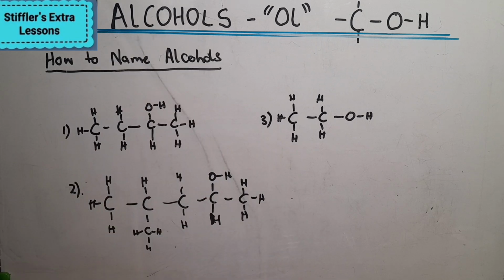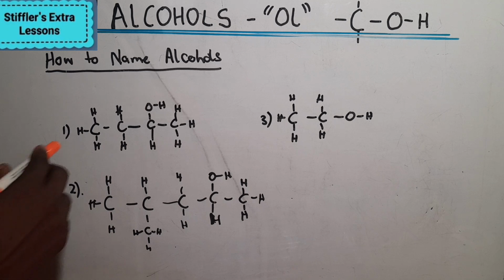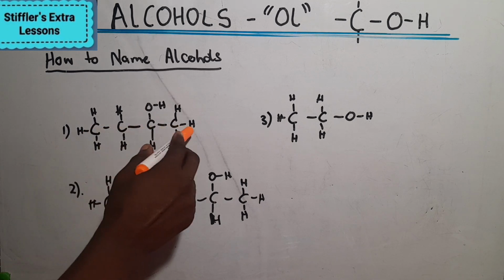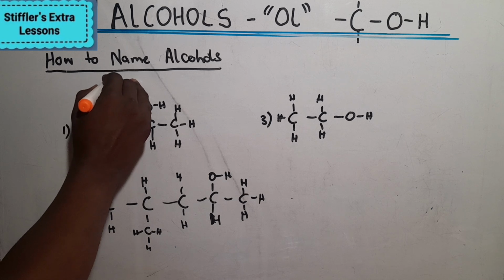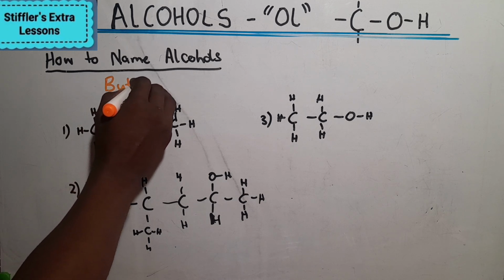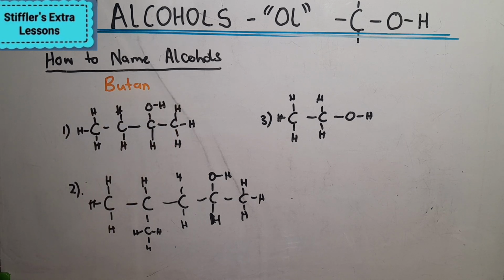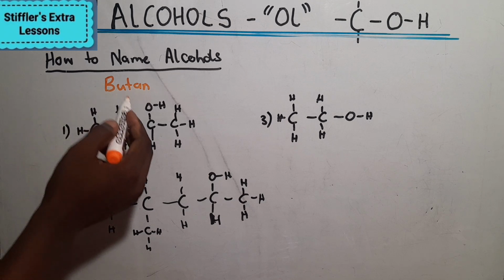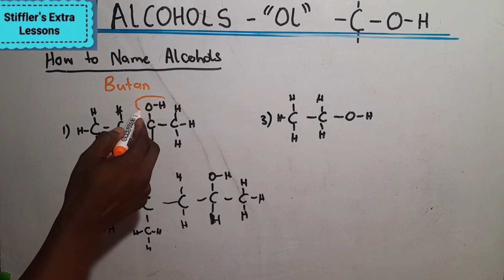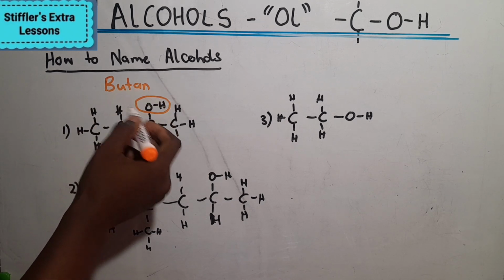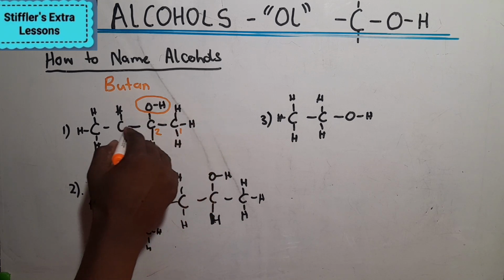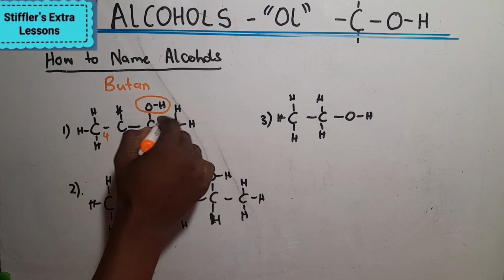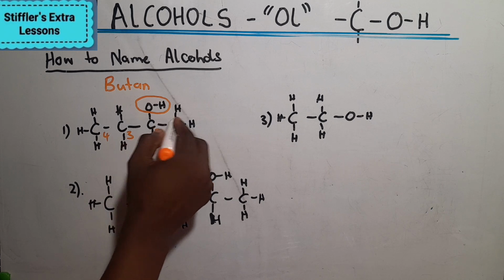So let's see how we can do this, right? So on the first one, we can see our longest chain there. It has 4 carbons. So it's supposed to be a butane, right? And then from then, our hydroxyl group is coming close to this end. So we number from this end. So it will be 2, 3, 4. So it's coming on carbon number 2.